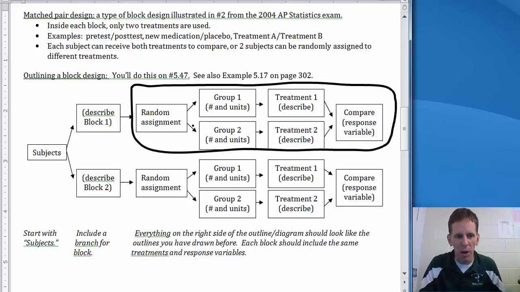You aren't actually going to do this on problem 547. I think I mistyped this number here, but it will come up later down the road, and you'll see an example of this in your book on page 302.